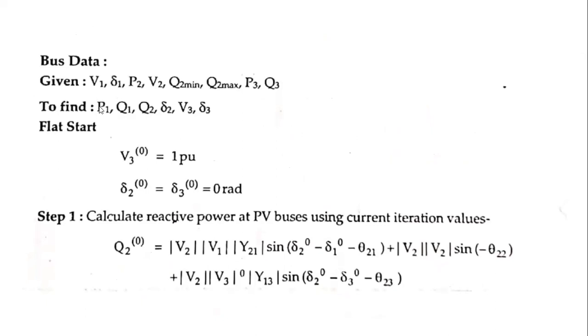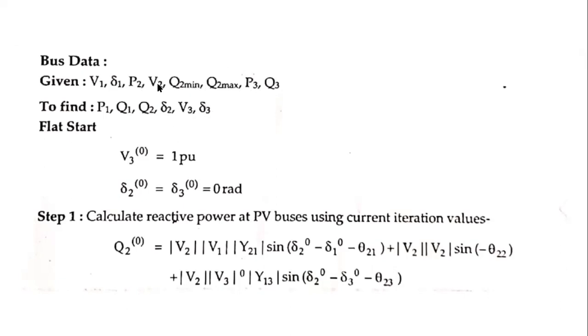Then P1 and Q1 are the unknown terms. Next, the second bus, that is the PV bus. In that PV bus, what are the known terms? The known terms are P2 and V2. Then what are the unknown terms? That is Q2 and delta 2. In the third bus, the known terms are P3 and Q3. The unknown terms are V3 and delta 3.